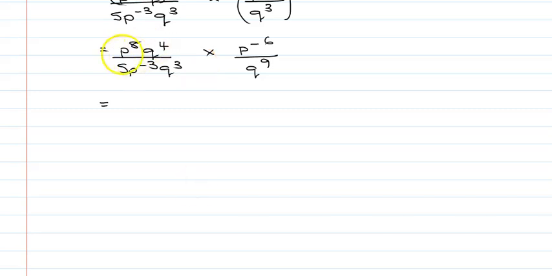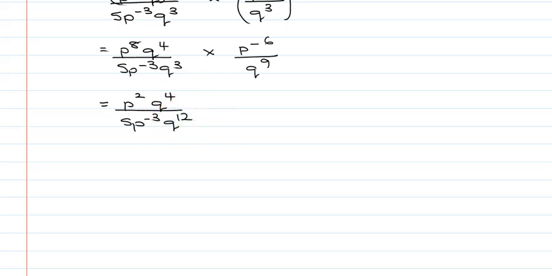This is my choice. So I'm going to use the first law of indices with the base p here. I'm going to add the indices. 8 plus negative 6 leaves me with p to the power 2 and q to the power 4. On the denominator, I'm going to look at the q's here. I'm still with 5p to the negative 3. Adding these leaves me with q to the power 12.